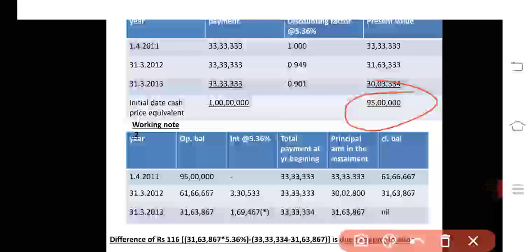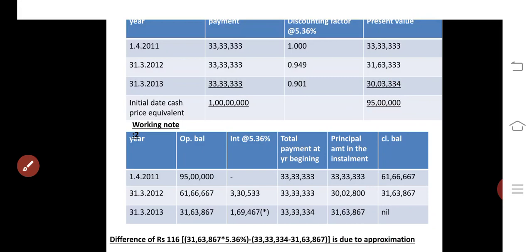on the property, plant and equipment. I hope this one is clear, right? So here we need to find out the present value of that particular property. There are columns here: payment, discounting factor at 5.36%, and present value.